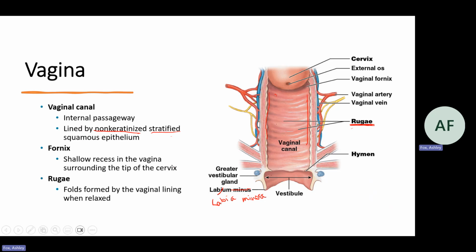We also have a fornix, which is where the cervix will stick down into the vagina. So there's this little blind-ended pouch in the vagina that's called the vaginal fornix.